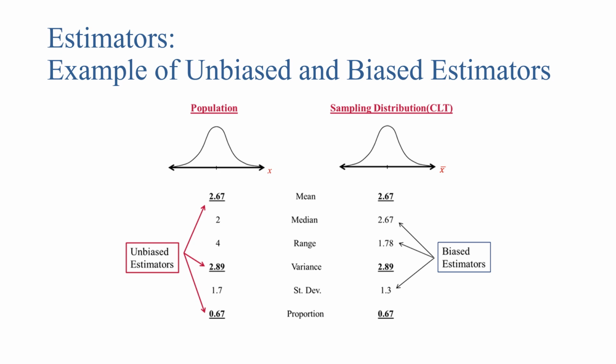For example, the CLT variance matches the population variance. What that means is that the CLT variance is good in estimating the population variance, so it is an unbiased estimator. However, the CLT standard deviation does not match the population standard deviation. So this is not good in estimating the population standard deviation because it is a biased estimator.